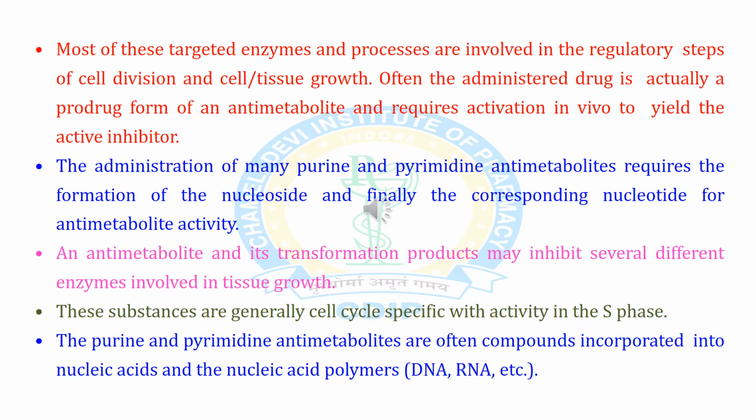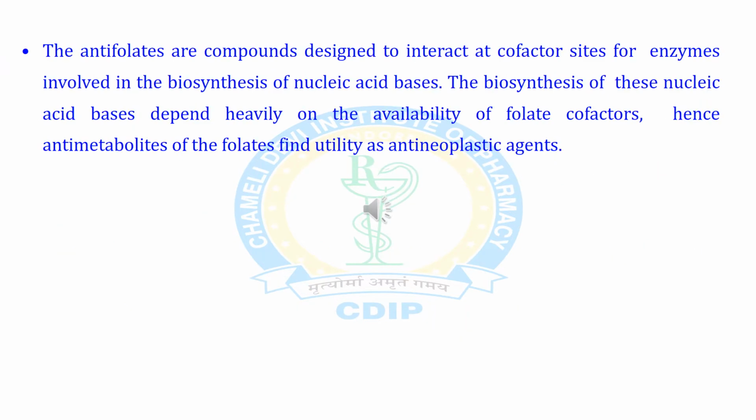The purine and pyrimidine antimetabolites are often compounds incorporated into nucleic acid polymers like DNA, RNA, etc. Some antifolates are compounds designed to interact at the cofactor site for enzymes involved in the biosynthesis of nucleic acid bases. The biosynthesis of these nucleic acid bases depends heavily on the availability of folate cofactor. Hence, antimetabolites of the folate find utility as antineoplastic agents.